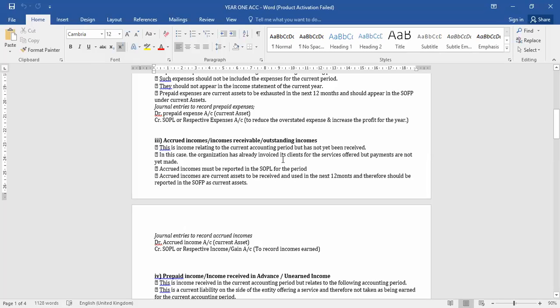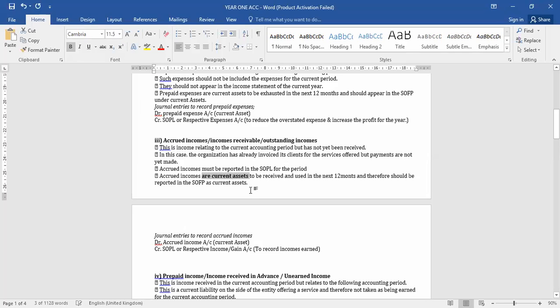In this case, the organization has already invoiced its clients for the services offered, but payments are not yet made. Accrued incomes must be reported in the statement of profit and loss for the period. Again, accrued incomes are current assets. Take note of this.